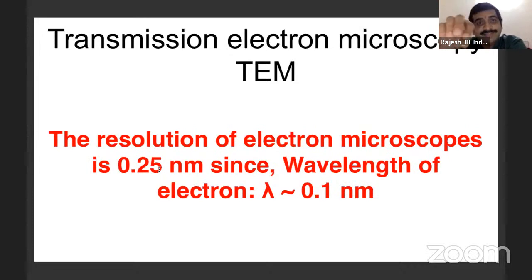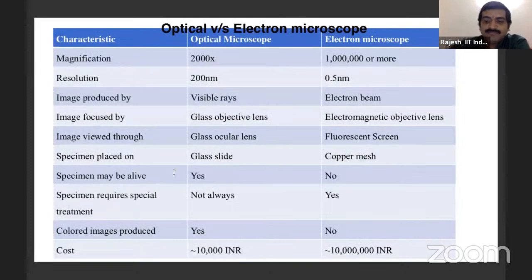So that wavelength we are using instead of the optical wavelength, and then I can resolve up to 0.25 nanometers. Okay. Let us just compare before we go to the ray diagram and all. There is one more aspect that we need to take care. But before that, let us compare.